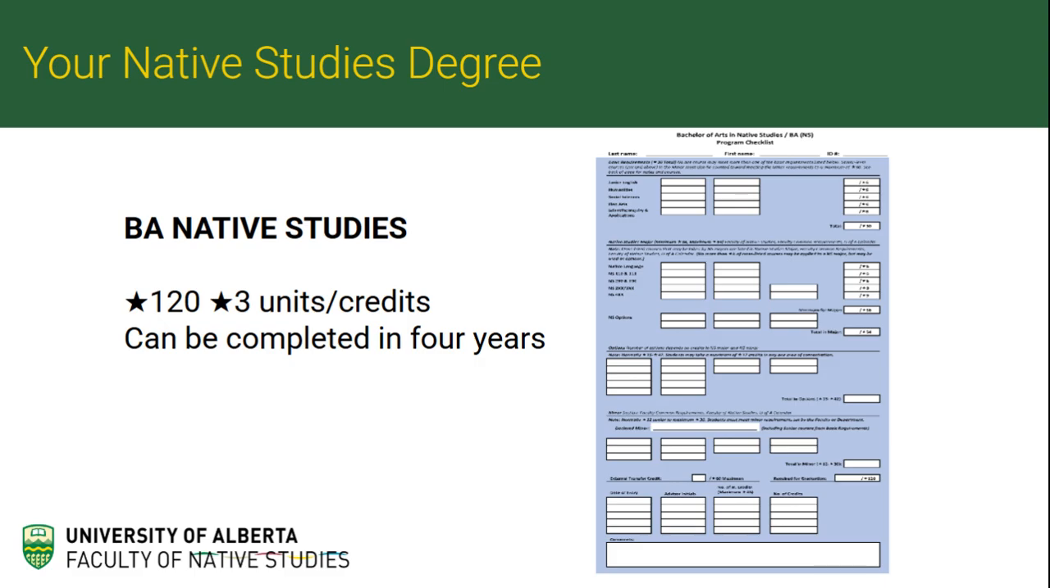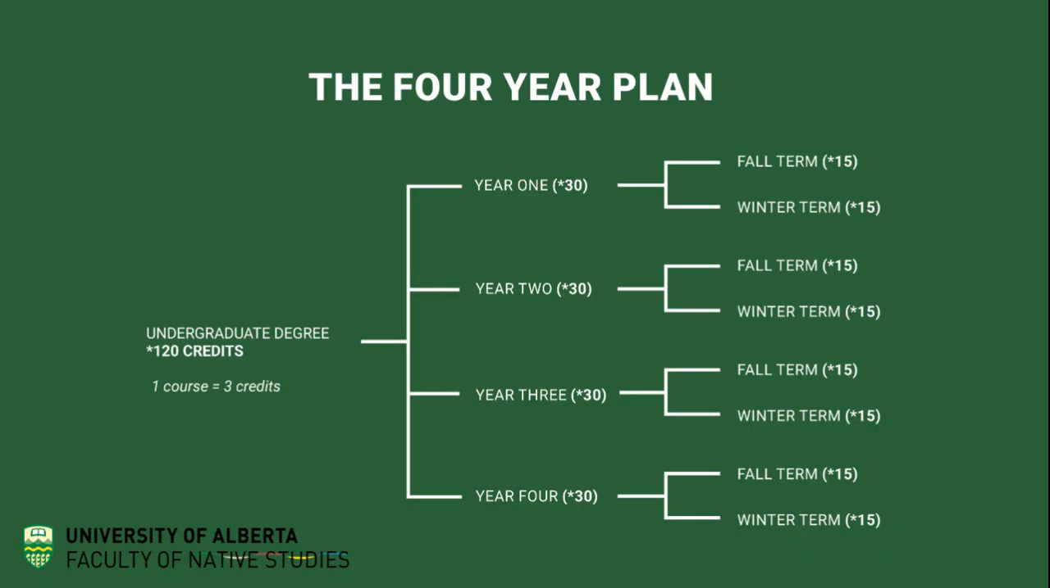If you are in the General Bachelor of Arts in Native Studies, your degree will consist of 120 credits. Every single term course that you take is worth 3 credits, so every blank space in your program checklist sheet represents 1 3-credit course. Now, this is just a visual representation of what your 4-year plan will look like. In order to graduate with a Bachelor of Arts in Native Studies, you need to complete 120 credits. And typically, each year you will complete 30 credits. So, in this diagram, it will show from year 1 till year 4 and what that's going to look like.